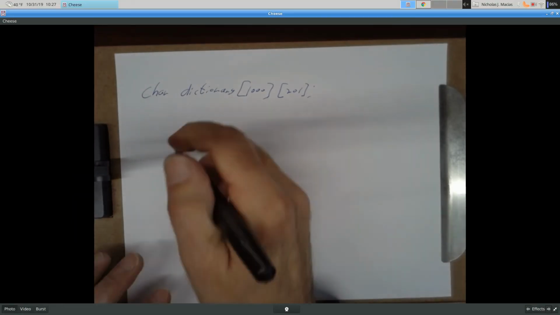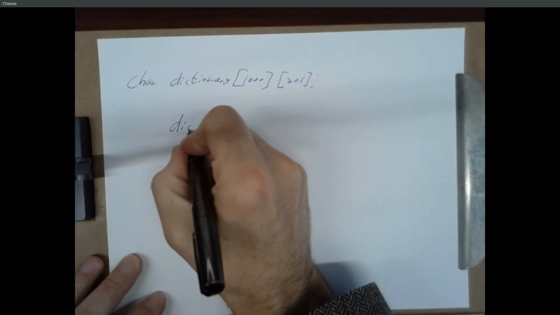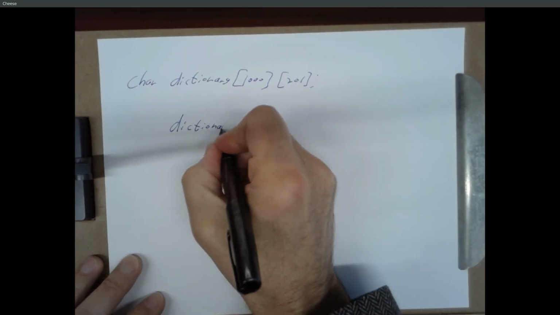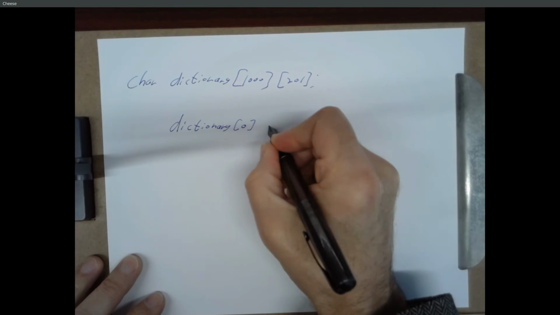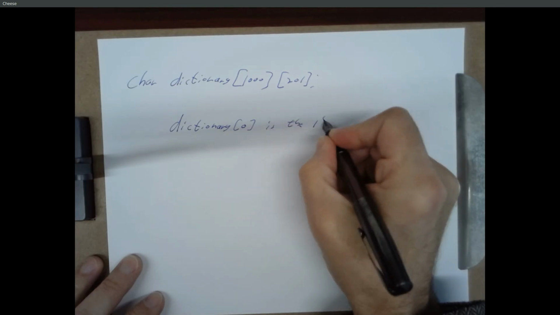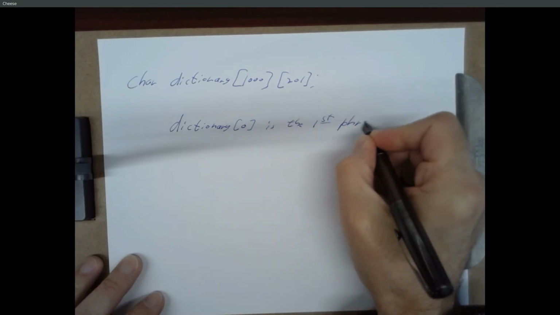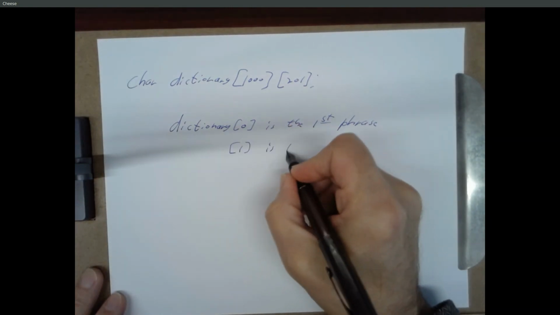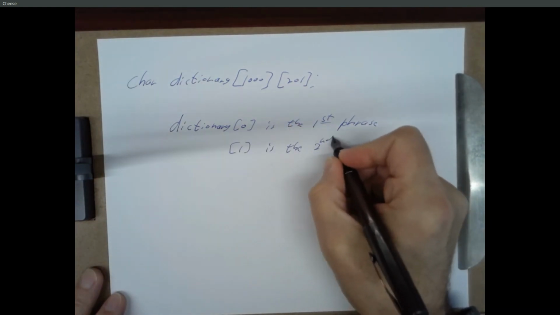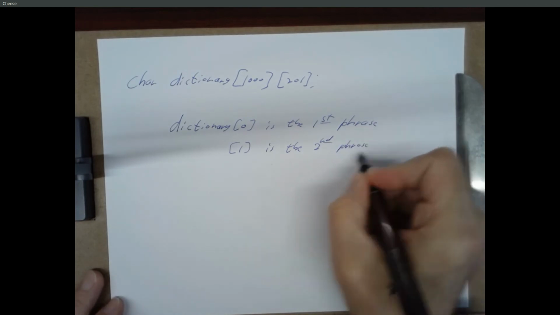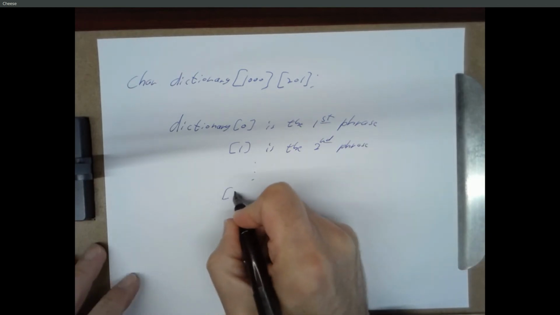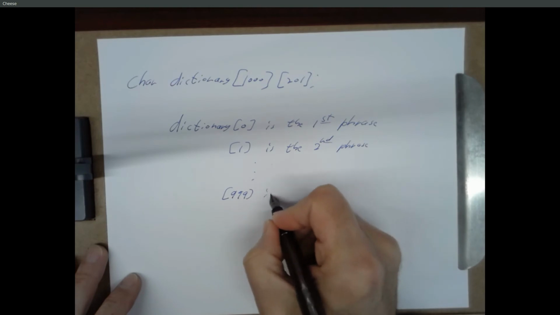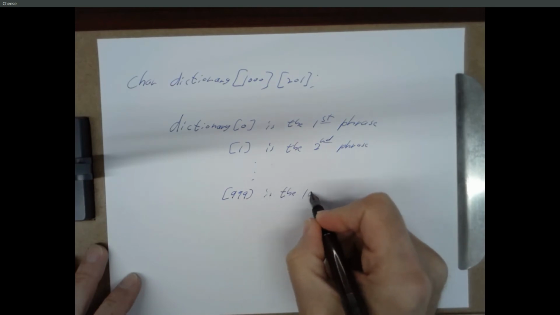And the idea is dictionary bracket 0 is the first phrase you found. Dictionary bracket 1 is the second phrase. And dictionary bracket 999 is the 1,000th phrase.